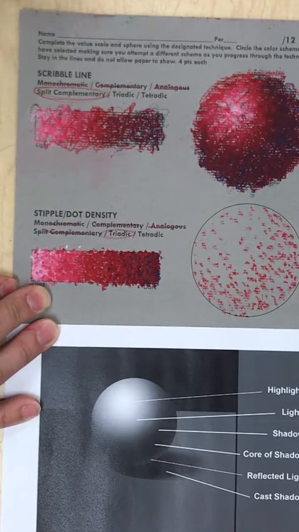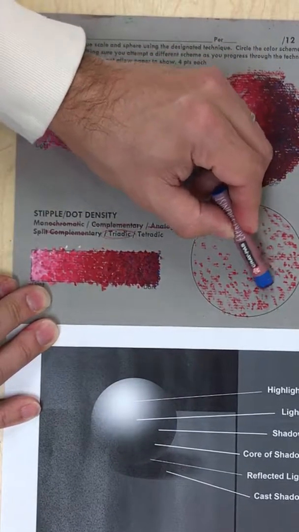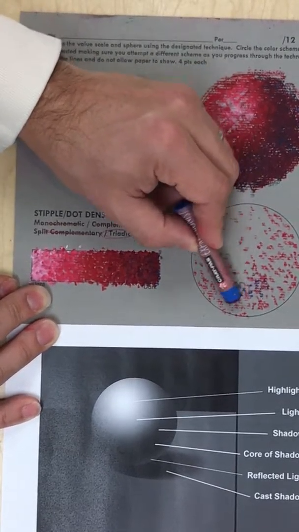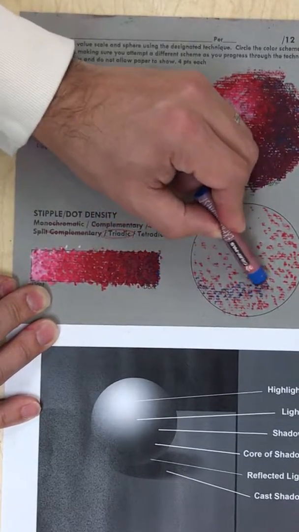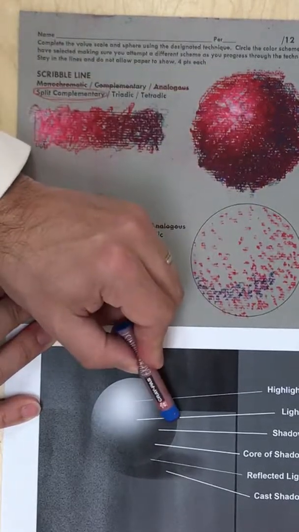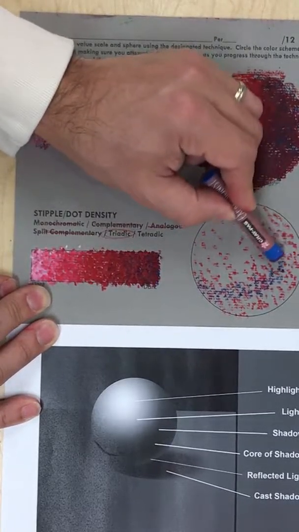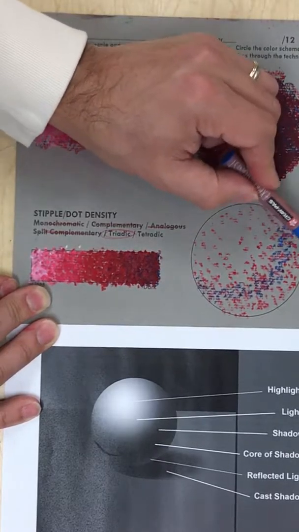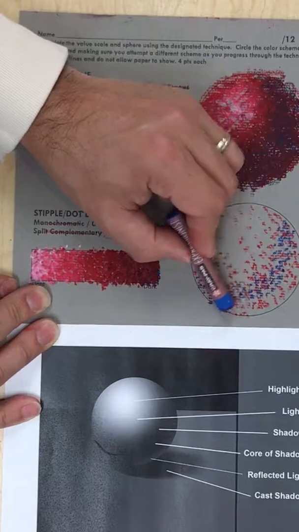Now, again, just like I did with the other techniques, I'm going to come in here with the core of the shadow, and I start to add in my dots. And I pull that up. Notice I'm going with the contour of the object again. I pay attention to the curvature of the core of the shadow, how it helps define the circular and spherical nature of the sphere. That's what makes it look round. That's what makes it look three-dimensional.